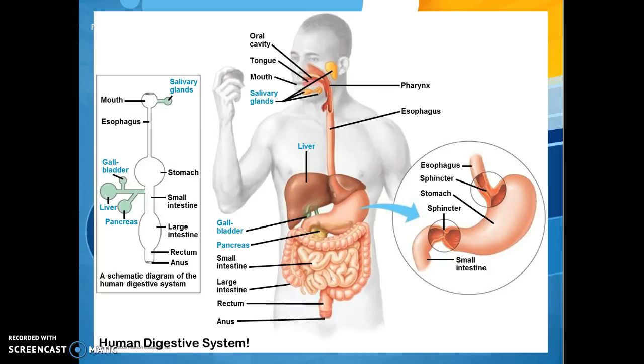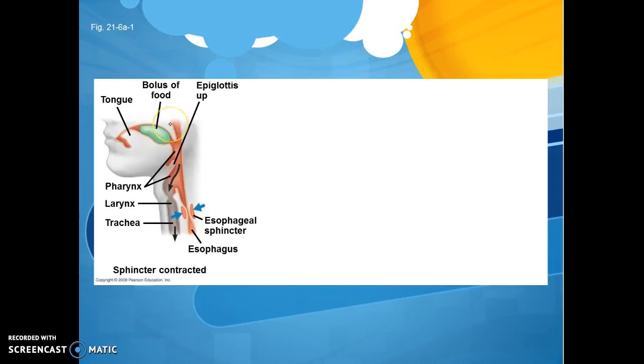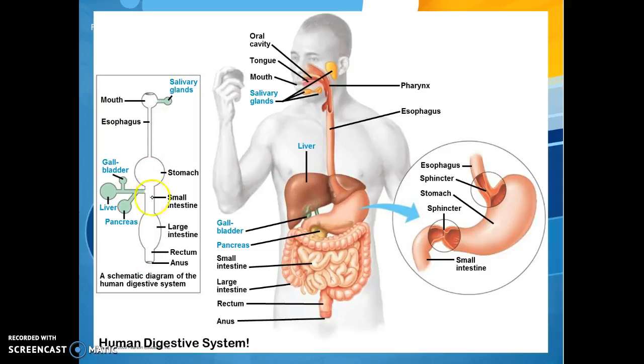Here you have all the organs of the digestive system. Now, what's important to realize is that some are what we call accessory organs, meaning the food does not pass through them, and some are actually part of the digestive system in which the food moves through. So if you see here the mouth, the esophagus, the stomach, small intestine, large intestine, rectum, anus, that's essentially your alimentary canal.